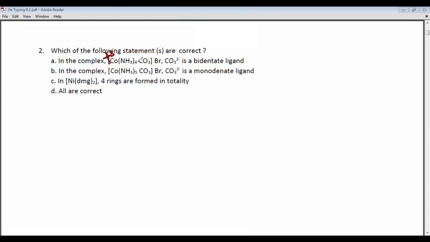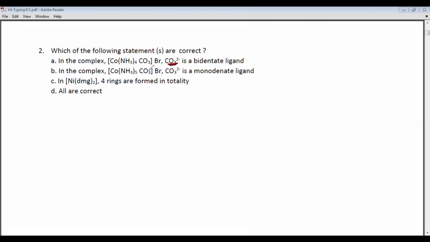And the coordination number of cobalt in cobalt +3 is usually 6. No doubt. So here there are 4 monodentate ligands, so the carbonate has to offer a denticity of 2. Then only the coordination number becomes 6. So it is clear that CO3 2- is a bidentate ligand.